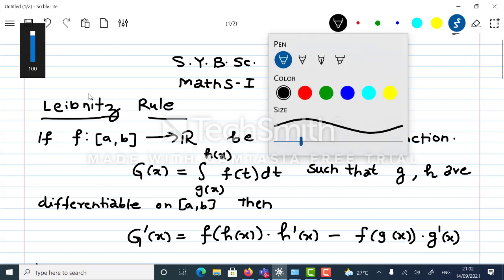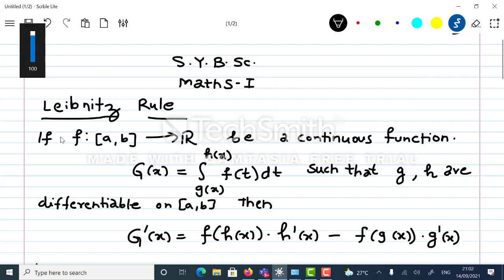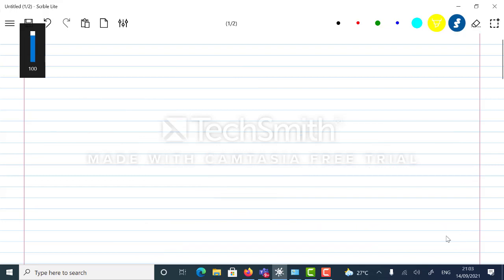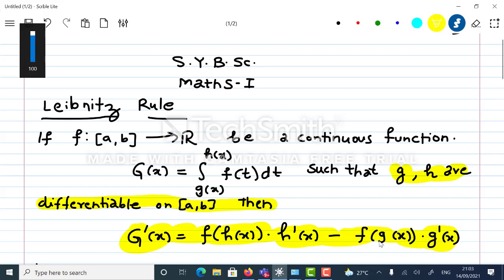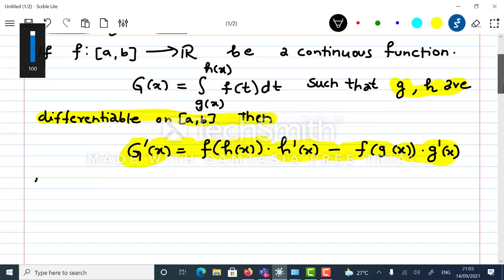So I have already written the Leibniz rule on the board, you can see. It says that if you have a continuous function f defined on closed interval [a, b], and G is a function defined as integral from small g(x) to small h(x) of f(t) dt, such that g and h are differentiable on closed interval [a, b], then G is differentiable and G'(x) is equal to f(h(x)) times h'(x) minus f(g(x)) times g'(x). So let me prove the statement.